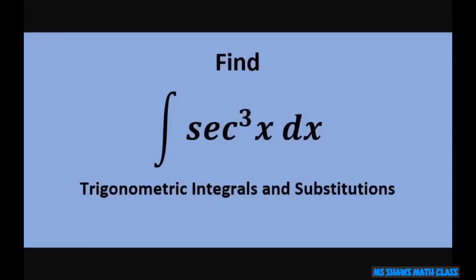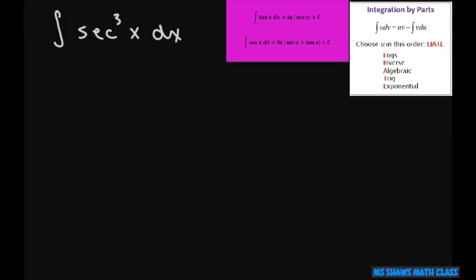Hi everyone, we're going to find the integral of secant cubed x dx, and we're going to use integration by parts. So the first thing I'm going to do is use our u substitution for integration by parts. And if I rewrite this, I'm going to rewrite this as secant x times secant squared x dx.